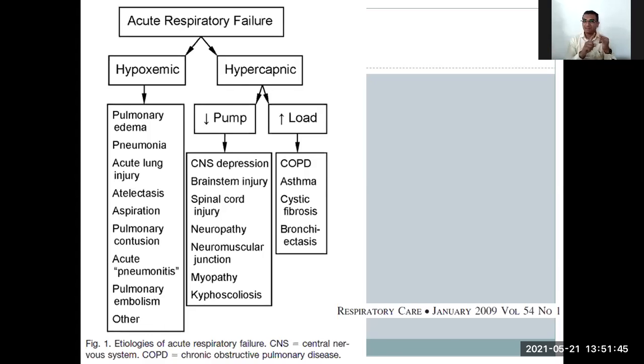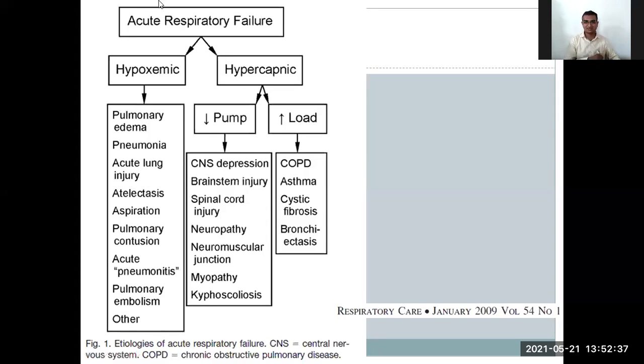Are you getting this? Hypoxemic means PaO2 is decreased. Hypercapnic means PaCO2 is increased. For both of these, the cause may be different. We'll discuss now. So what is hypoxemic? Where PaO2 is decreased. How does PaO2 decrease? Because of pulmonary edema, pneumonia, acute lung injury, septicemia, aspiration, lung injury, contusion, acute pneumonitis, maybe corona, pulmonary embolism, or maybe anything else. This is the problem of the lung. Because the lung is not working properly, this is called hypoxemic.